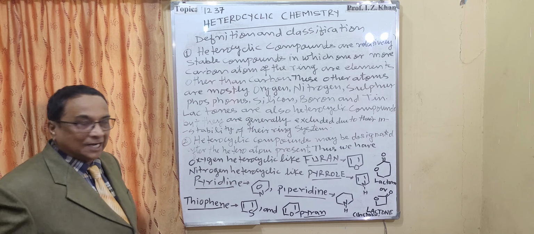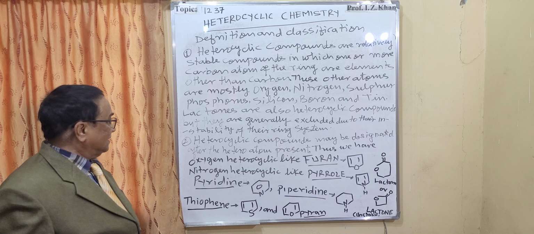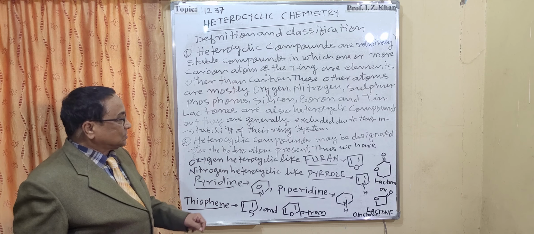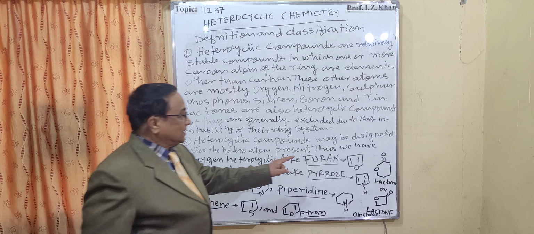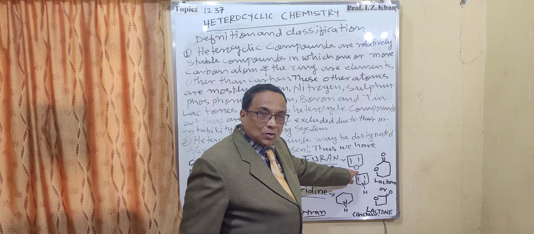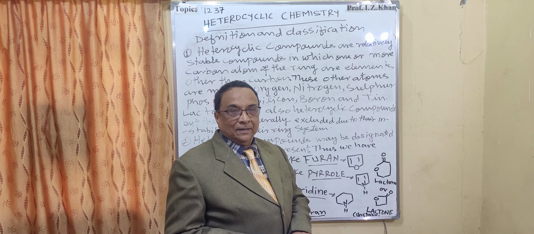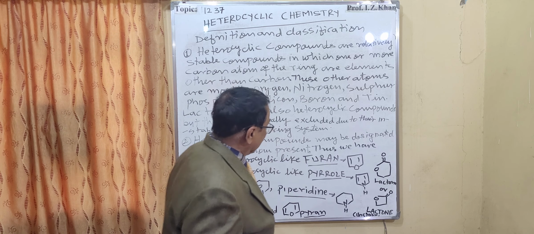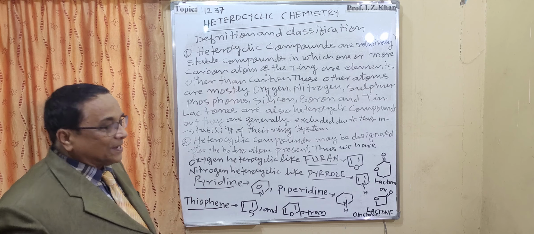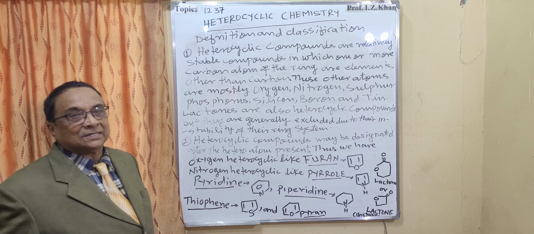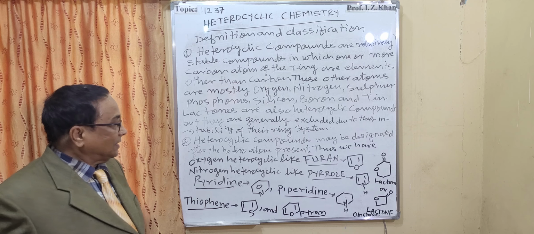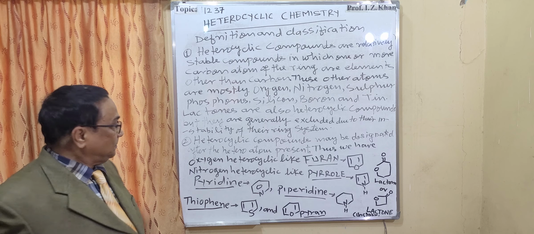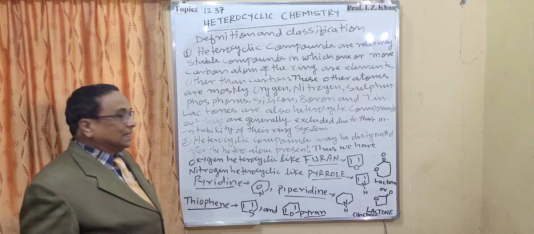Number two, heterocyclic compounds may be designated after the heteroatom present. Thus, we have oxygen heterocyclic. Oxygen heterocyclic means it is designated on the basis of oxygen, and its numbering will start from the heteroatom, here 1, 2, 3, 4, 5, like that. So the first 5-member heterocyclic compound is furan, where one of the carbons is substituted by one heteroatom, that is oxygen. The second is nitrogen heterocyclic.